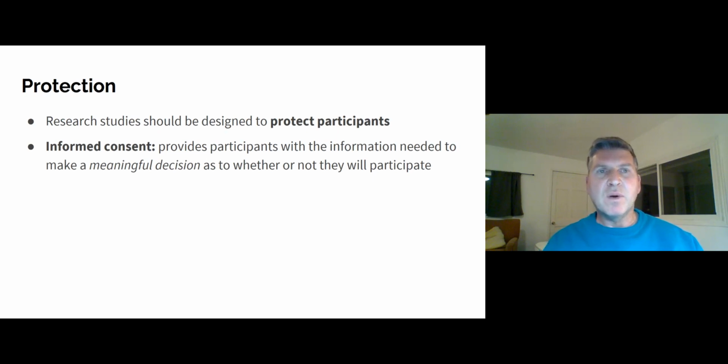We have something called informed consent. This provides participants with the information necessary to make meaningful decisions as to whether or not they'll participate. This informed consent is something where perhaps there's a disclosure about what the study's about and how, if they suffer any kinds of adverse consequences, they can report this to the research supervisor. So this is a cornerstone of the protection of participants.